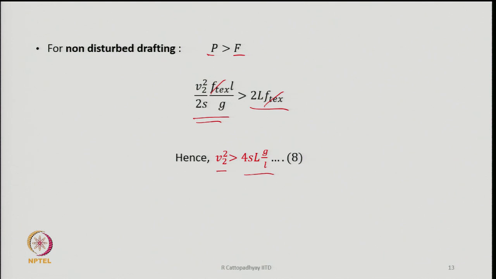So, V square is going to be 2 into 2, this will be 4, s and g will go to the numerator, L remains what it is and small l comes in the denominator. So, we will be left with this equation, that is V2 square has to be greater than 4 into small s, the distance over which the fiber is accelerating, and capital L is the breaking length of sliver, small l is the fiber length that we have chosen, and g is the acceleration due to gravity.